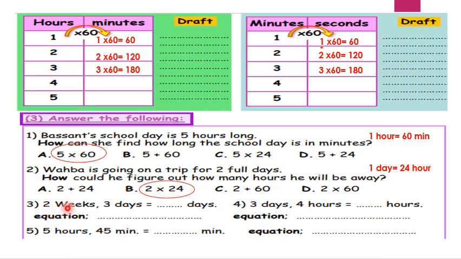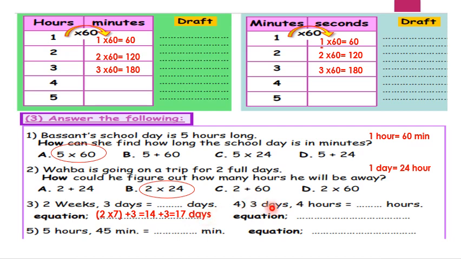Number 3. 2 weeks, 3 days equals how many days? Do you remember? Here I have days, so 3 will stay as it is because I want to get the unit in days. So how many days are in the weeks? How many days are in 1 week? Excellent. 7 days in 1 week. So how many days in 2 weeks? 2 by 7. Yes, plus 3 days. 2 by 7 is 14, plus 3 days, which is 17 days.